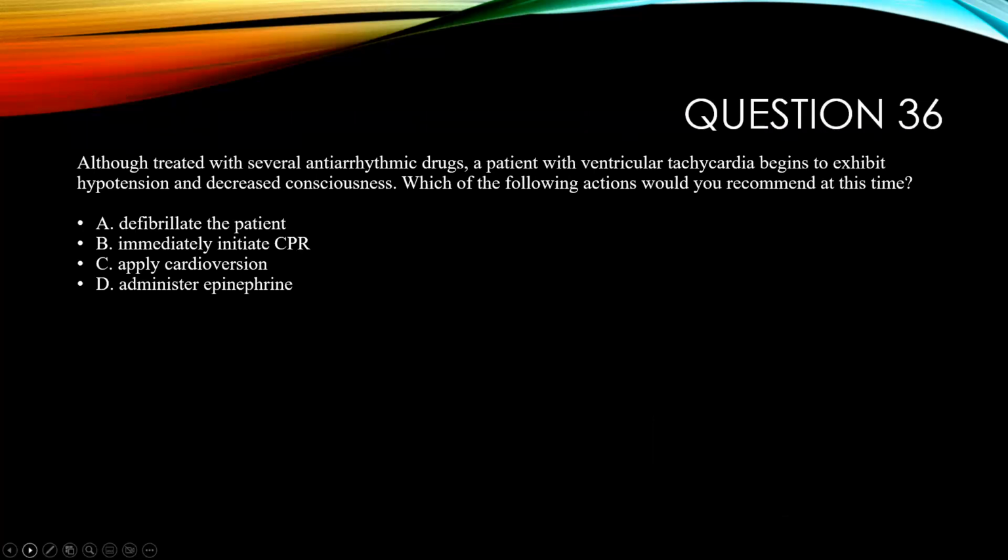Question 36. Although treated with several antiarrhythmic drugs, a patient with ventricular tachycardia begins to exhibit hypotension and decreased consciousness. Which of the following actions would you recommend at this time? So a ventricular tachycardia is indeed a shockable rhythm. They talk about stable patients with VTach and unstable.